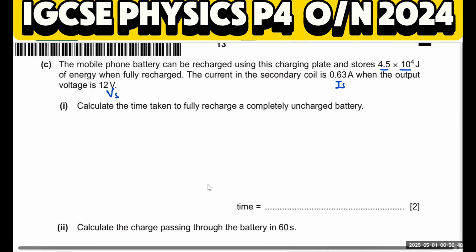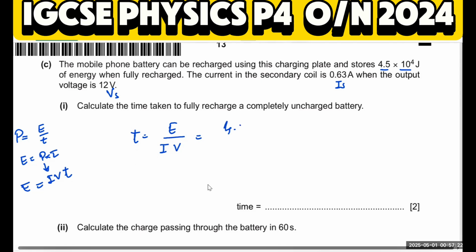So we know that there is energy, there is current. If we start from the equation of the power, power is equal to energy over time, and energy is equal to power times time. And we know that the electrical power is equal to the product of current and voltage, times time, that is equal to energy. So this is our equation. We will rearrange it according to the time, so make the time the subject. That will be equal to energy over current times voltage.